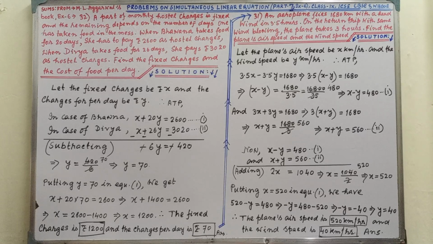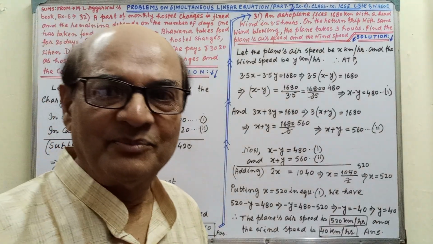Today for class 9, ICSE, CBSE and West Bengal board also: problems from simultaneous linear equations, part 7. That means you have already got 6 lessons. You must go through those lessons. Now please pay your attention on the board.